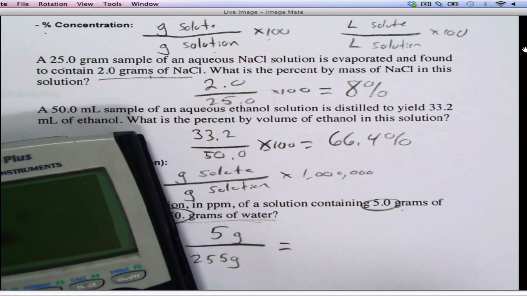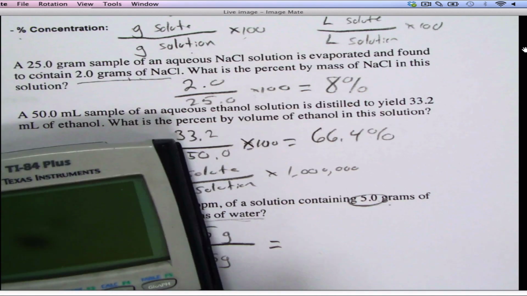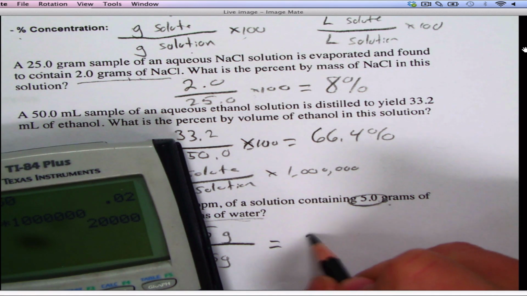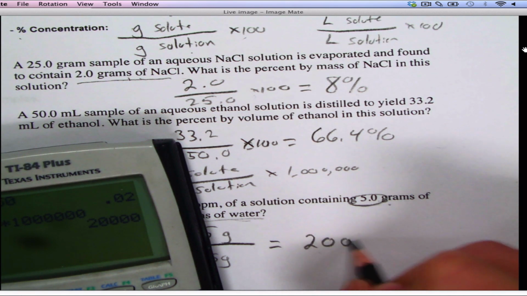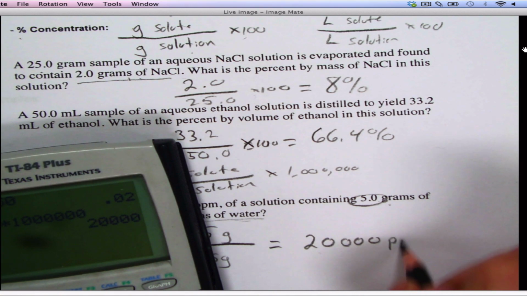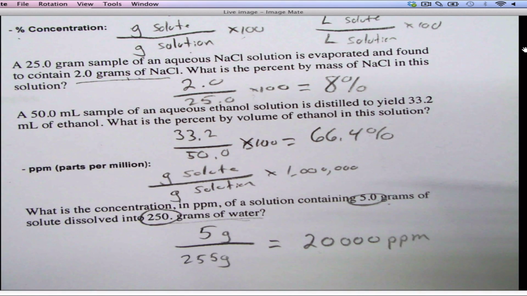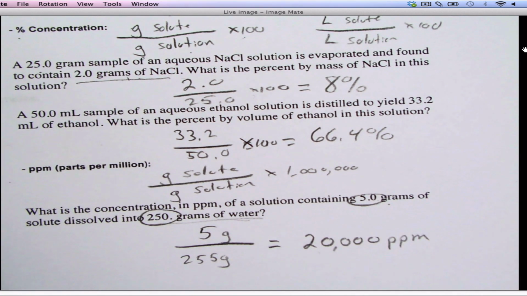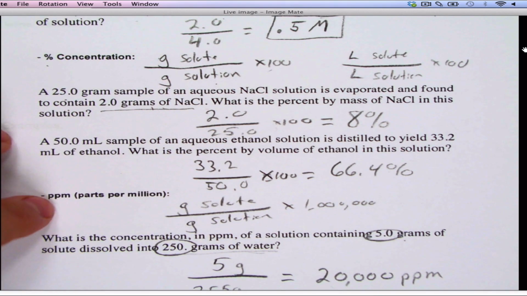So pick up our calculator. 5 divided by, what was it, 255. Enter. Times 1 million. And you get about 19,600 parts per million in that particular calculation. All right, so there's a quick run through of the three main calculations we're going to use.